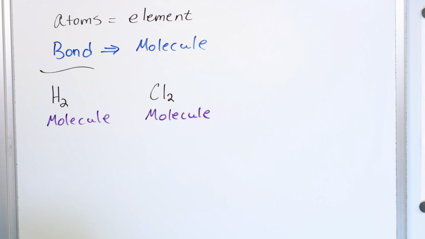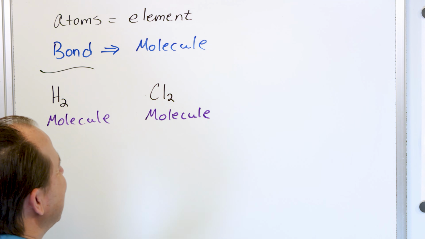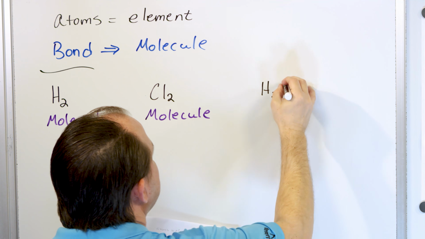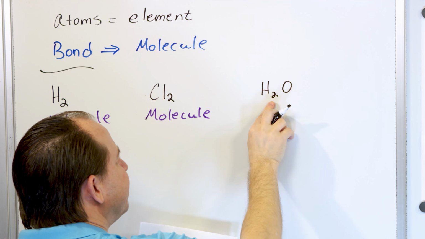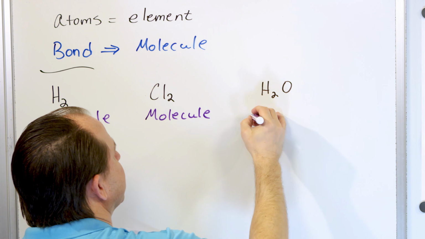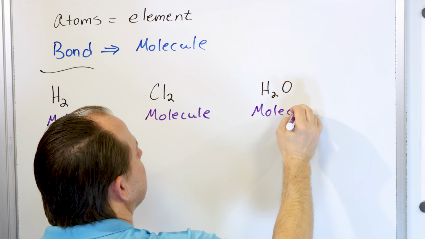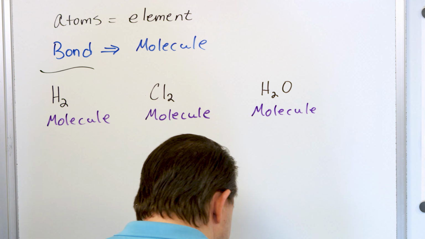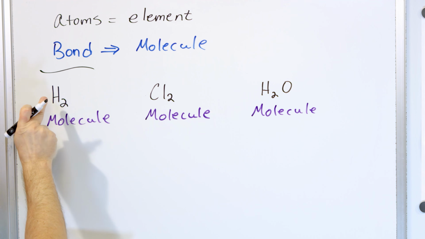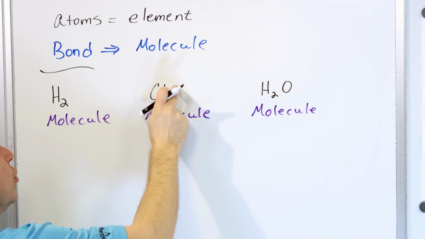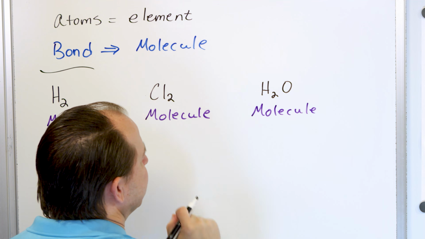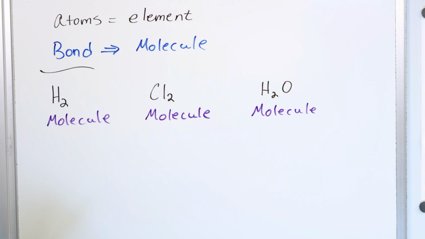Right? Now let's take a look at a more complex molecule, H2O. So this is 2 atoms of hydrogen and 1 atom of oxygen, and they are connected together and they form the water molecule. Right? Now, what I want to do is contrast that. These are very simple molecules because it's just 2 hydrogens connected, 2 chlorines connected. And this one's a little more complex. It's different atoms that are connected together, but it still forms a molecule, right?